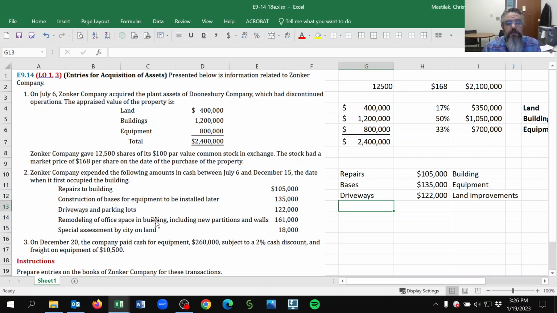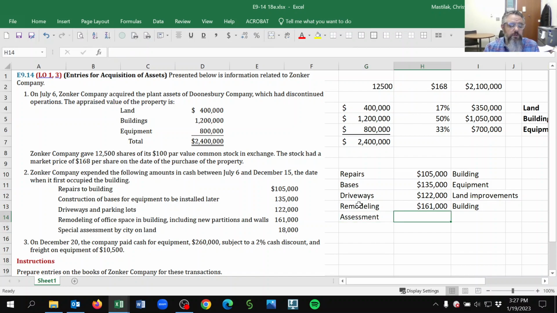Remodeling of office space in the building, including new partitions and walls. Again, this is before we've moved into the building, so these are going to be costs that are necessary to get the building ready for use. So that's going to be cost of the building. Normally remodeling, we'd probably just call it a regular expense, or we might record it separately as a building improvement and depreciate that over its useful life. But because this is a cost necessary to get the building ready for use, we're going to record that as building.